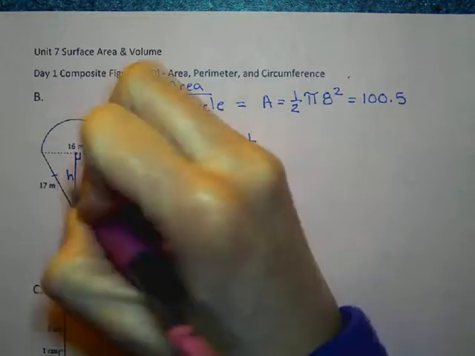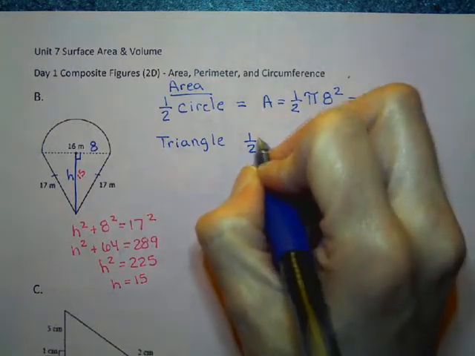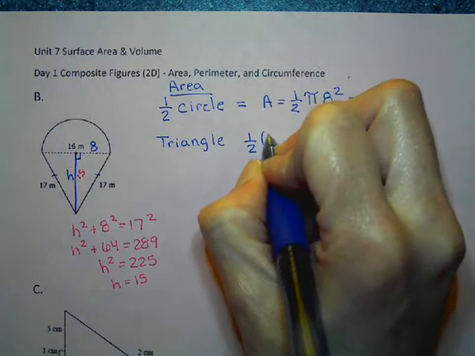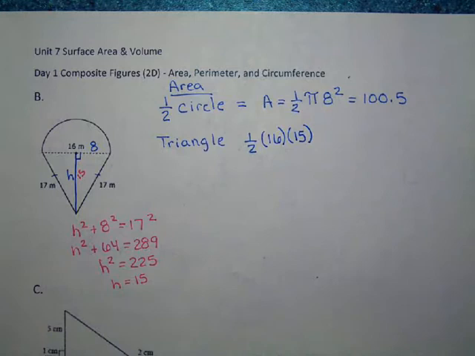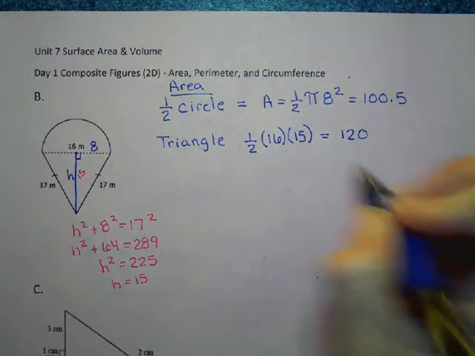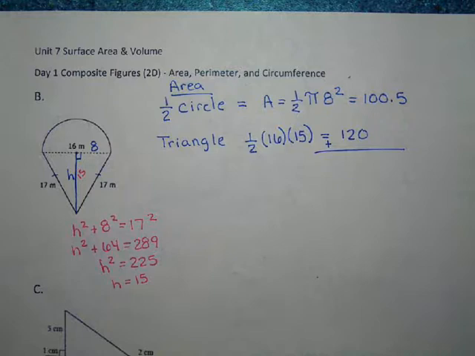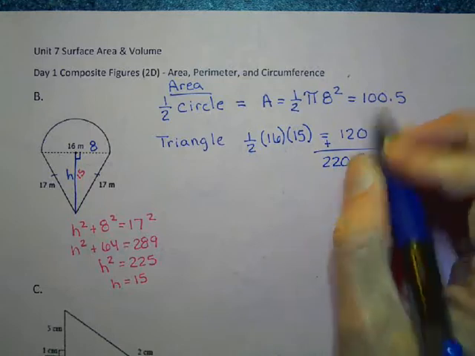So now I have enough information. The area of a triangle is 1/2 base times height. So we'll say the base of that triangle is 16, and the height of that triangle was 15. That equals 120. So we're going to add our two shapes together, so we get 220.5, and this is meters, so we'll say meters squared.